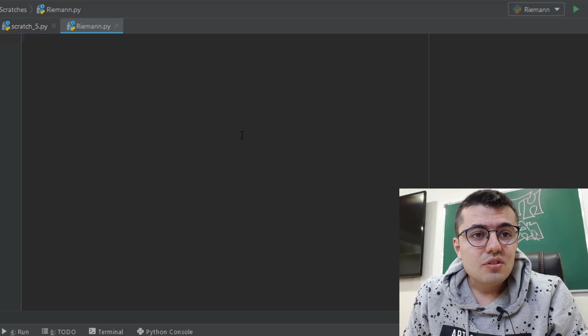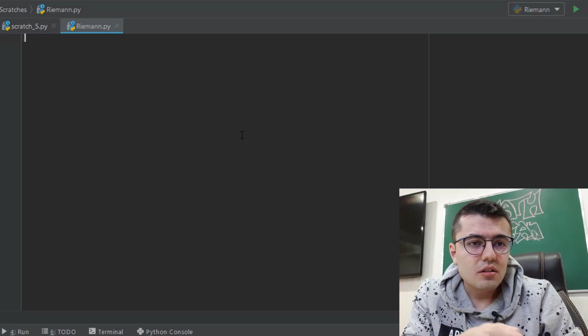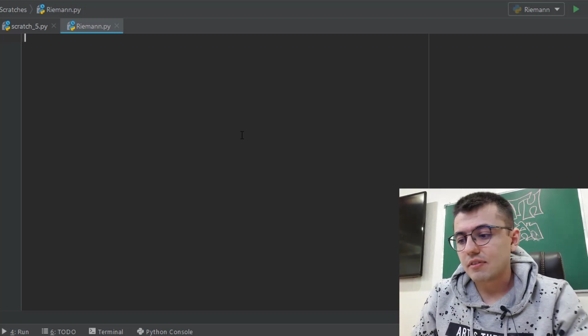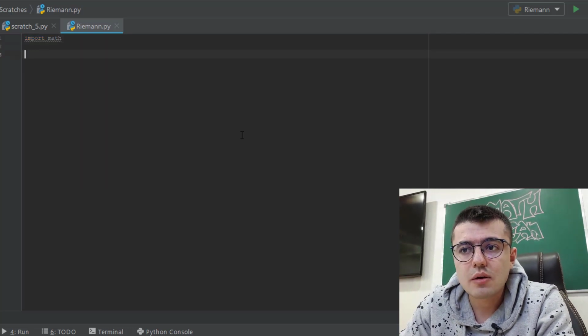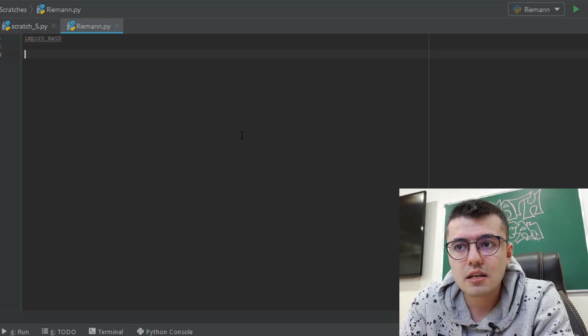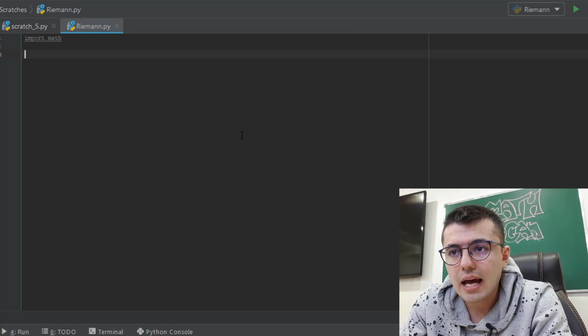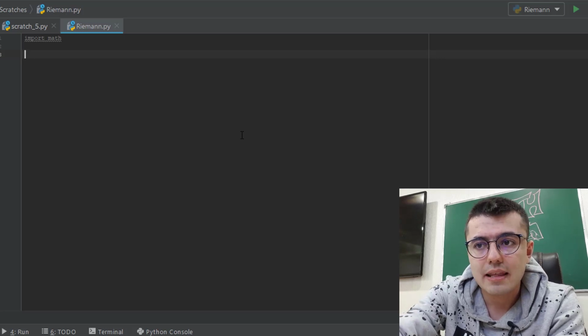As I said, I will try to find the area under the curve 1 over x from 1 until e using Python. So let's dive in. First, I will import math because my computer doesn't understand what the number e is. It doesn't understand the number e equals 2.718 and so on. And I will import that information from the library called math.